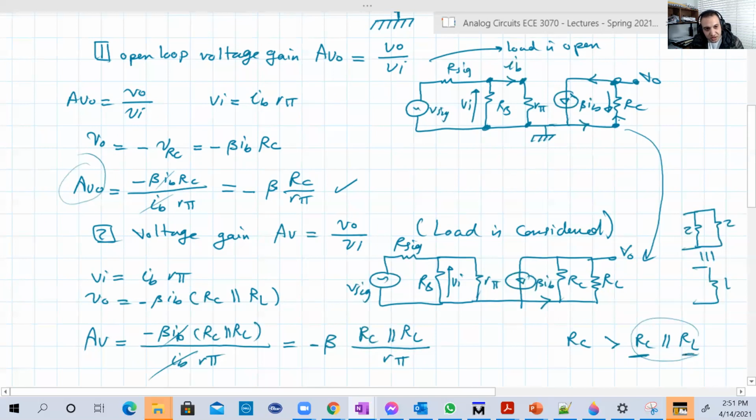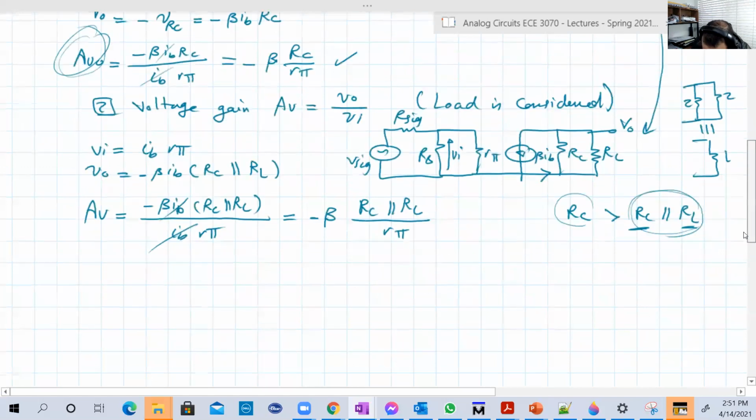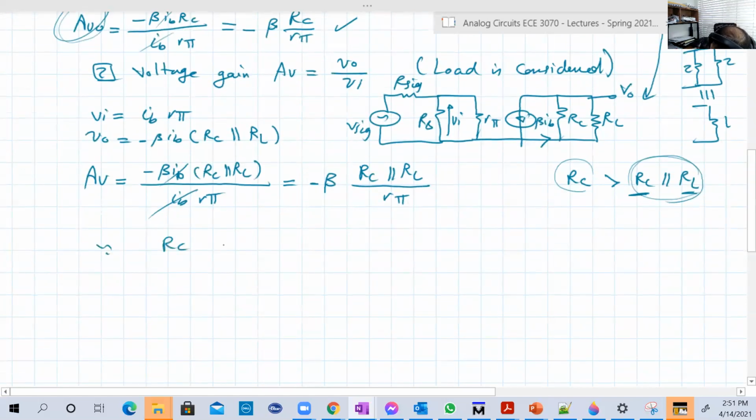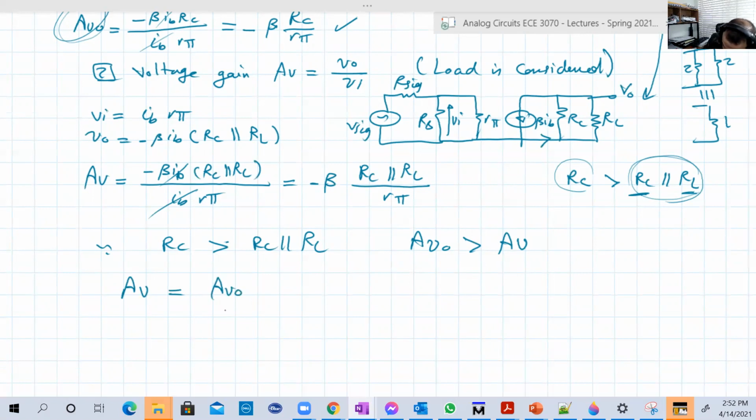If RL is the smallest, then the resultant will be smaller than RL. So in all cases, RC will be bigger than RC parallel RL. So that will be bigger than this. So since RC is greater than RC parallel RL, Av0 will be greater than Av. This is all the time, by the way. All the time you're going to find that Av0 is greater than or equal to Av.